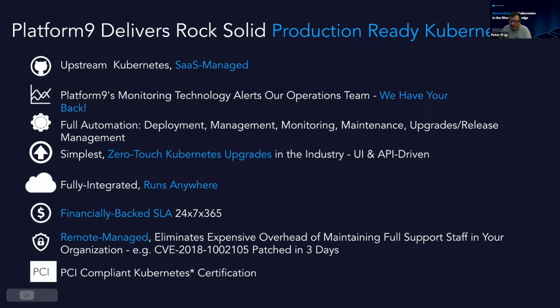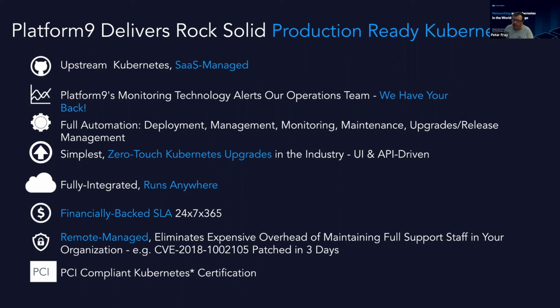Okay, so we've got full automation, right? We have APIs for deployment and management and monitoring and maintenance upgrades. I'd say we've got one of the simplest zero-touch Kubernetes upgrades in the industry, where you can use our UI or our API to upgrade a Kubernetes cluster. It works great, and it's tested by Platform 9 before it's released to our customers, right?